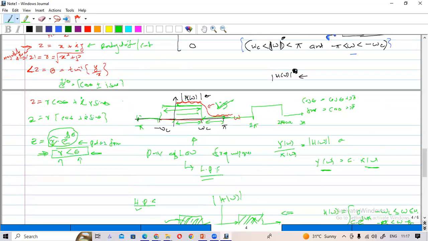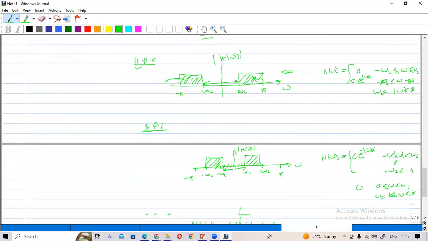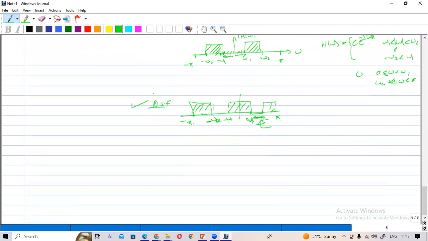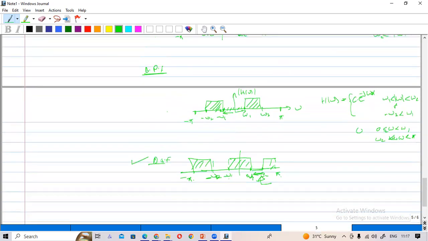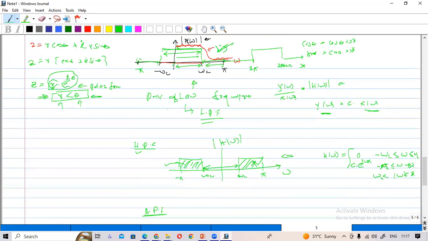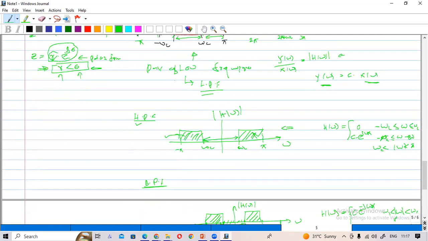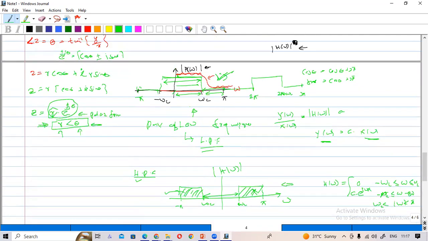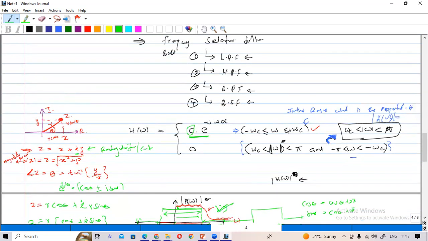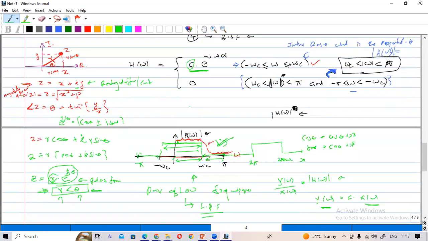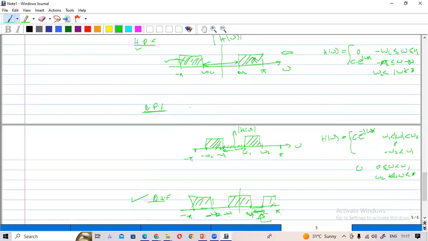You need to be familiar with this. I hope you have learned this before also. This is the most basic fundamental classification of a filter: frequency selective filter. Low pass, high pass, band pass, and band stop. So that is that.